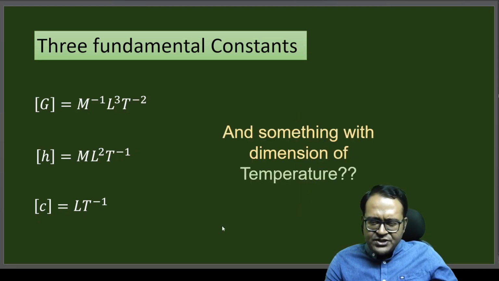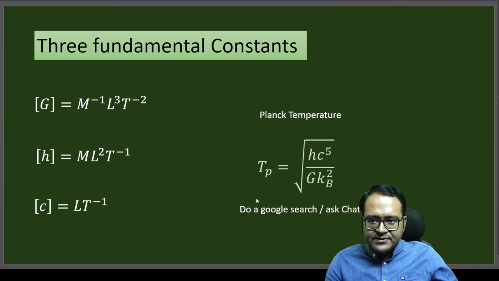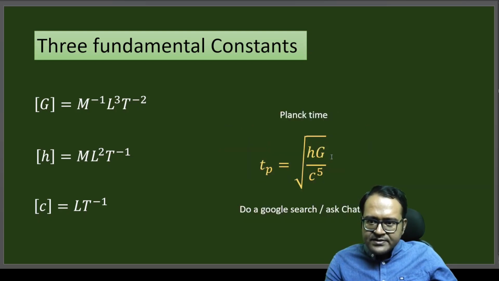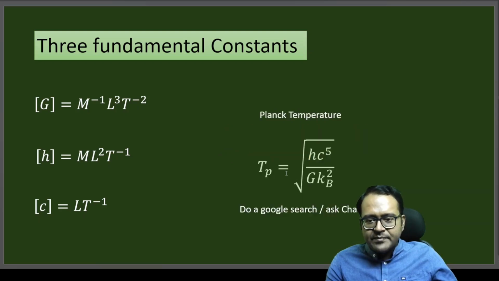Something with dimension of temperature. To involve temperature, you need to involve the Boltzmann constant as well. So okay, you use Kb. So Planck temperature, something with dimension of temperature involving these three constants, will be this. So these Planck temperature, mass, time and length are essentially creating something with dimension of length, time, mass, and temperature using these three constants.